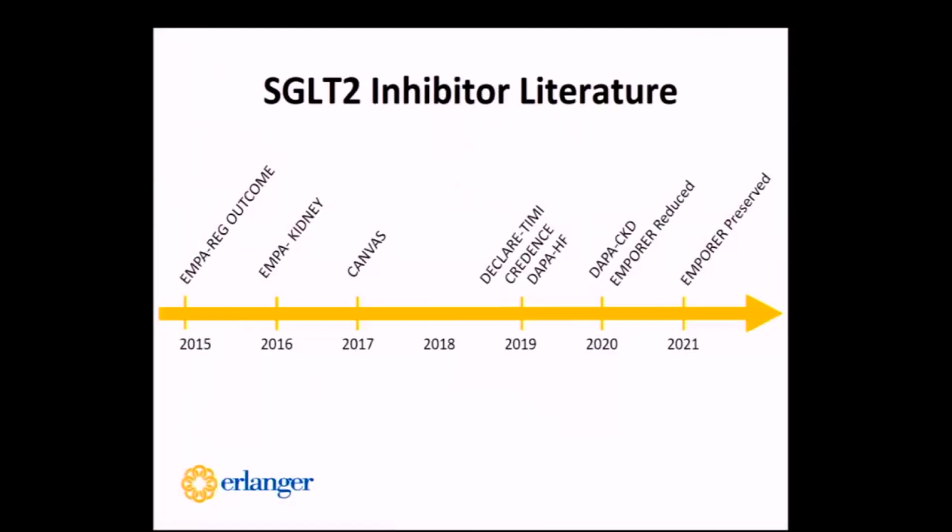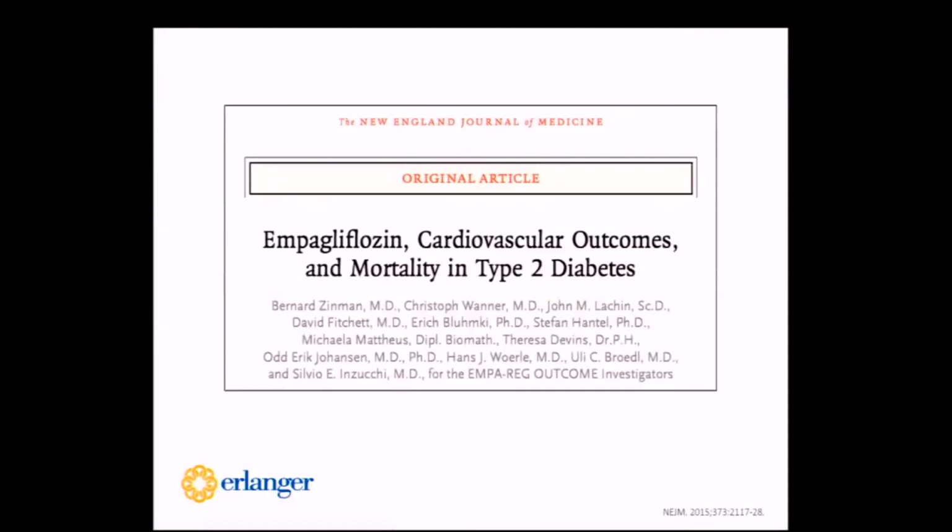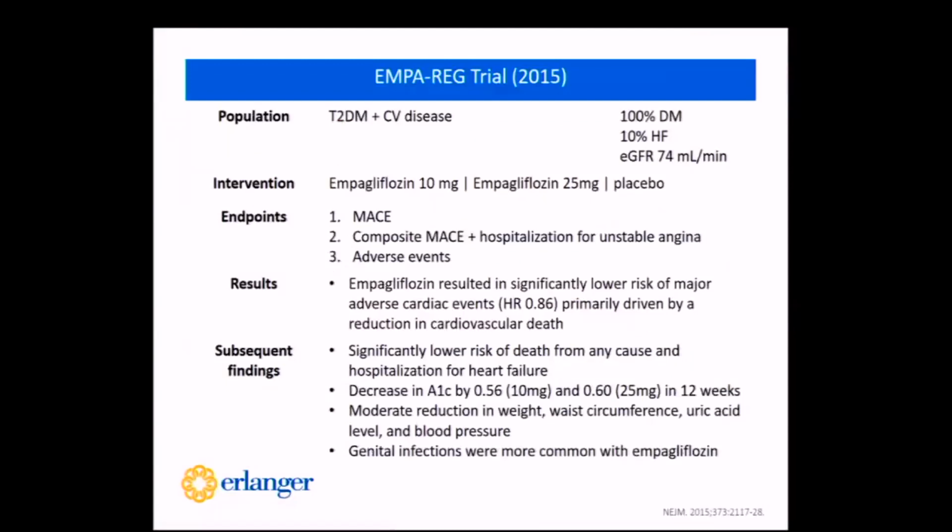This is the timeline of the literature that's come out since 2015 for every disease state. And we're first going to jump in starting in 2015 with the EMPA-REG OUTCOME trial. This trial was titled Empagliflozin, Cardiovascular Outcomes, and Mortality in Type 2 Diabetes, published in 2015 in the New England Journal of Medicine. So the population studied in this trial were all patients with type 2 diabetes plus cardiovascular disease. Of note, the population at baseline had a pretty low percentage of heart failure patients, and the average eGFR was about 74 milliliters per minute at baseline.